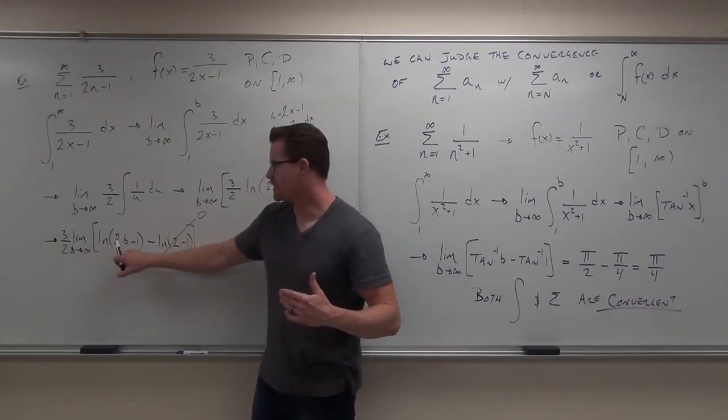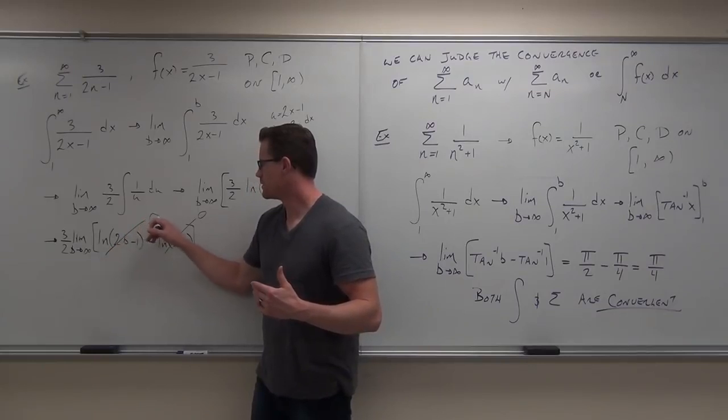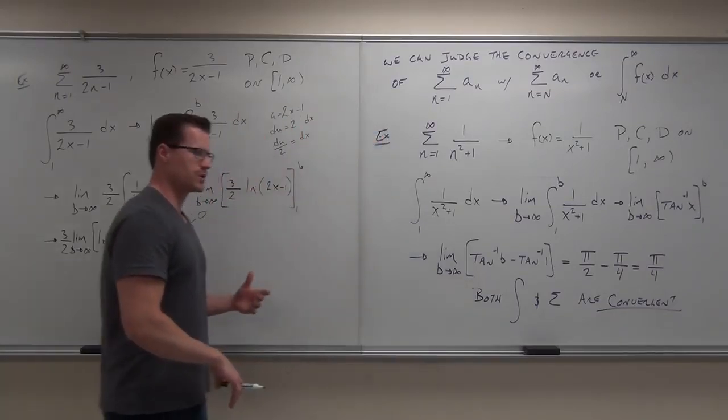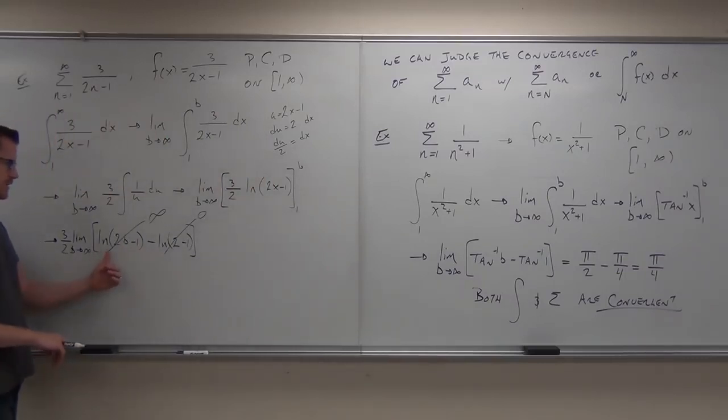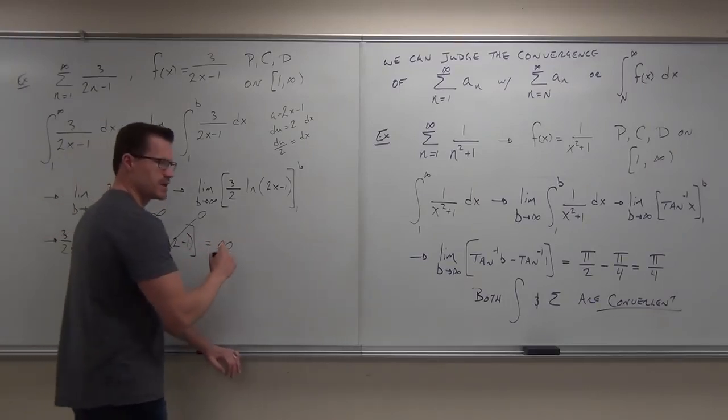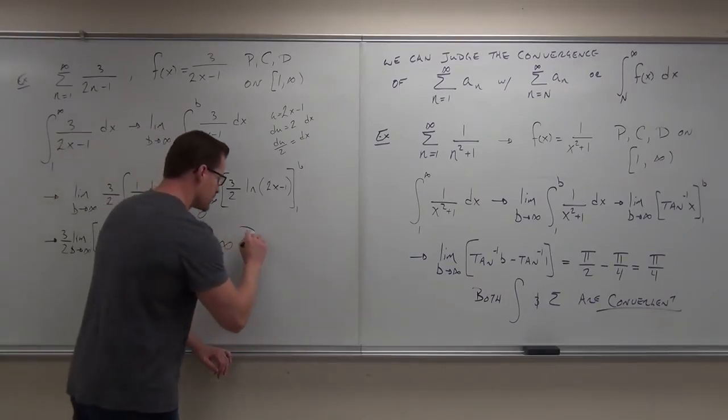What's ln of infinity? Is this integral convergent or divergent? Divergent. This thing is infinity minus 0. That's infinity times 3/2. This is infinity. Therefore, this integral is divergent.